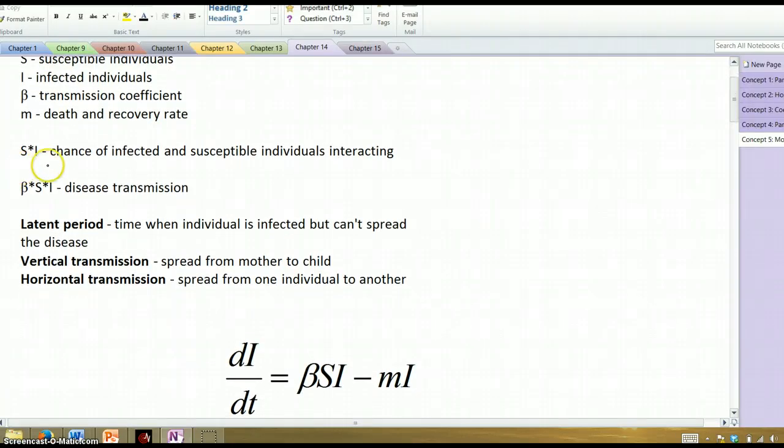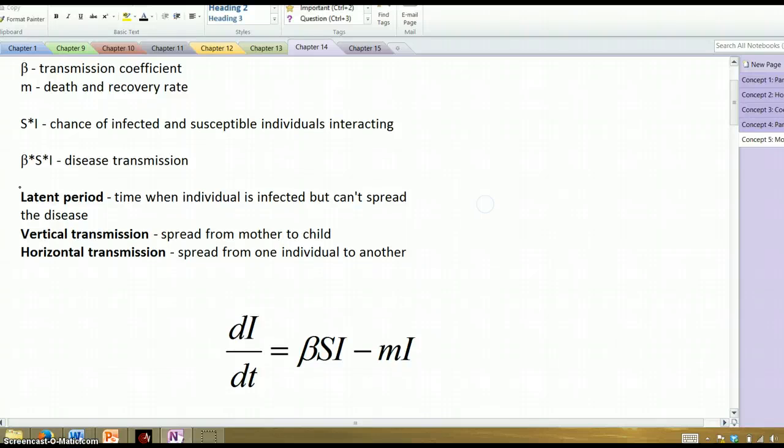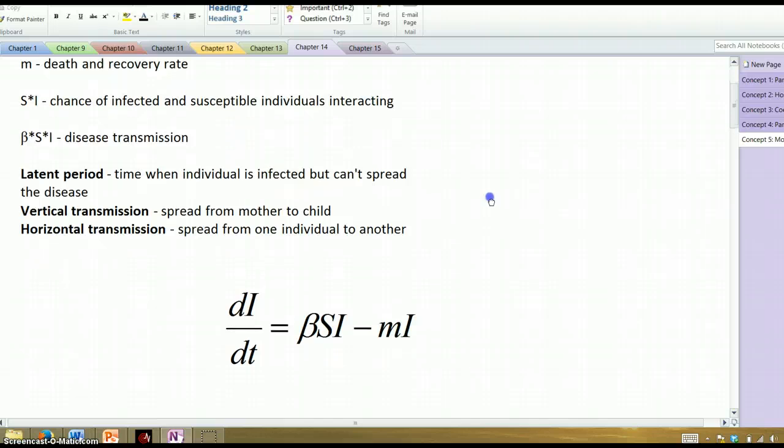S and I together are basically the probability that these two types of individuals are going to interact with each other, and then when you throw in beta, that gets at not only how likely are they to interact, but then also give the disease to each other.